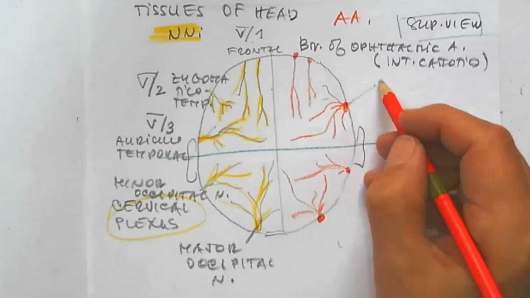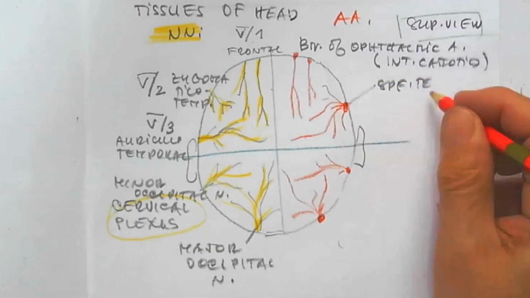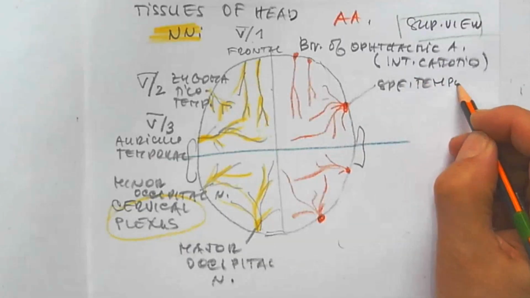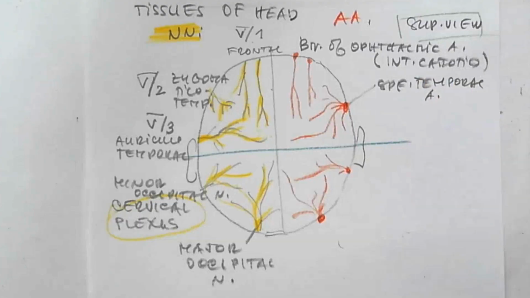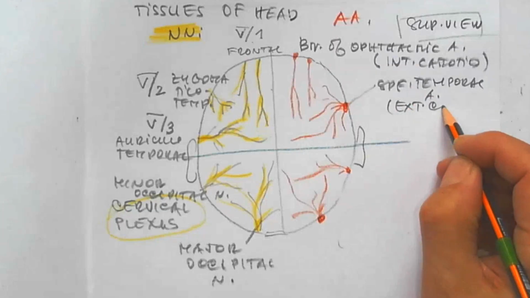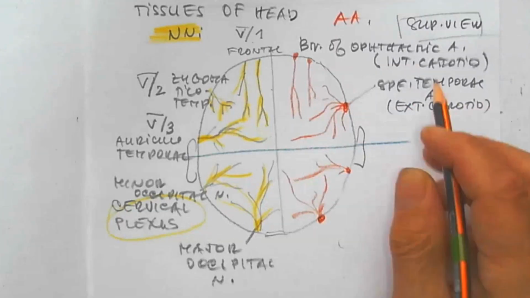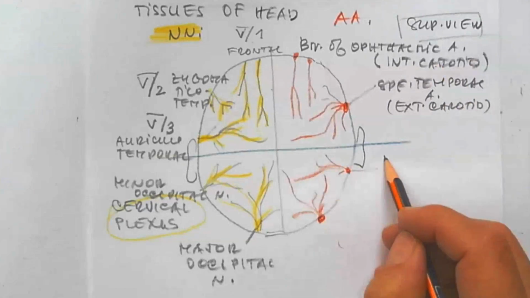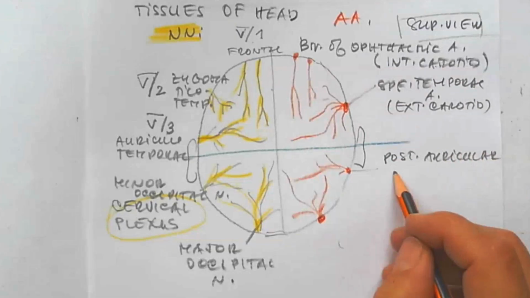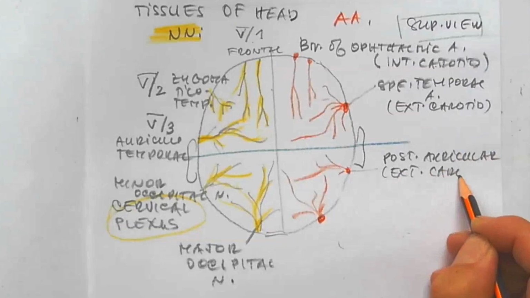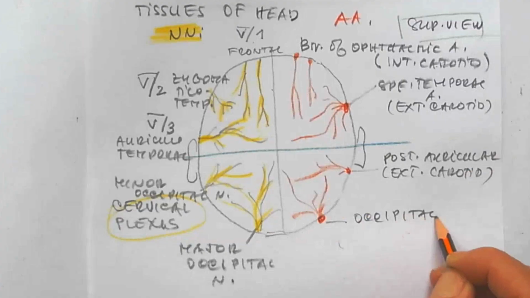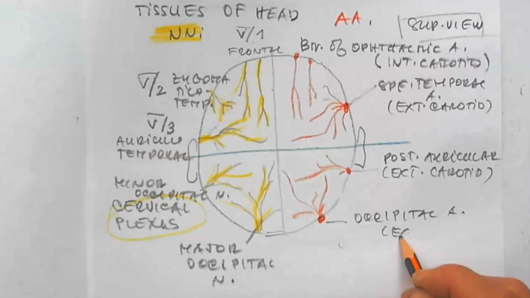This one is the superficial temporal. We will speak about this artery many times as one of the most important arteries. The superficial temporal artery comes from the external carotid, again in brackets, external carotid. So we see internal carotid, external carotid, and finally here is the posterior auricular, again a branch of the external carotid, and finally that one is the occipital artery, again from the external carotid.